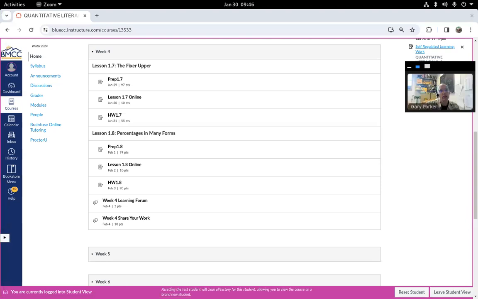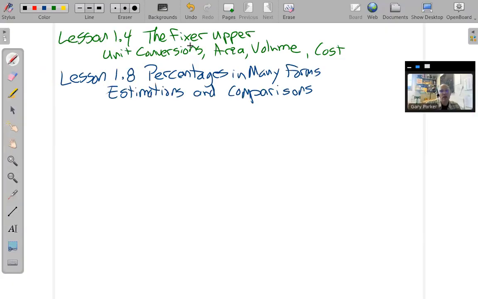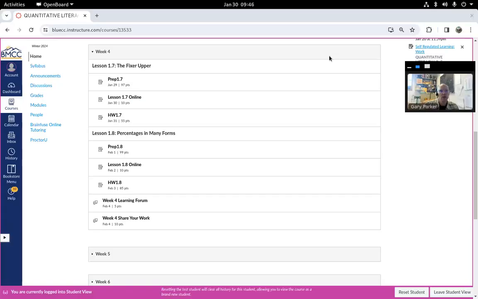This week we're going to play around with the fixer-upper and percentages in many forms. The fixer-upper is going to play more with unit conversions, which we've done a bit of, and then we're going to jump into some area and volume and cost for some home projects. And then percentages in many forms, we'll play around with estimations and comparisons with percents. Let's get busy.